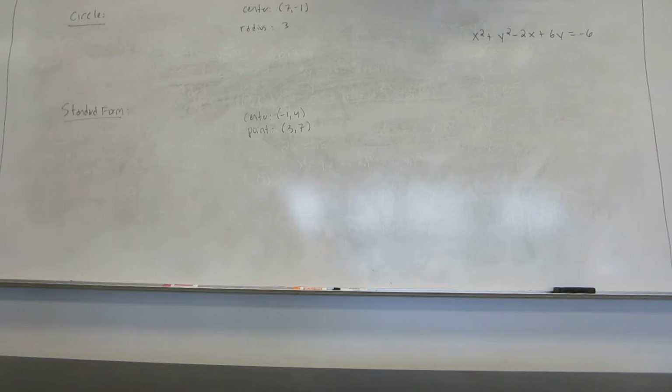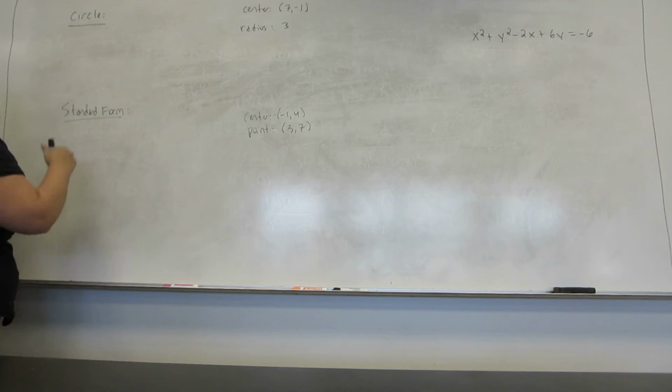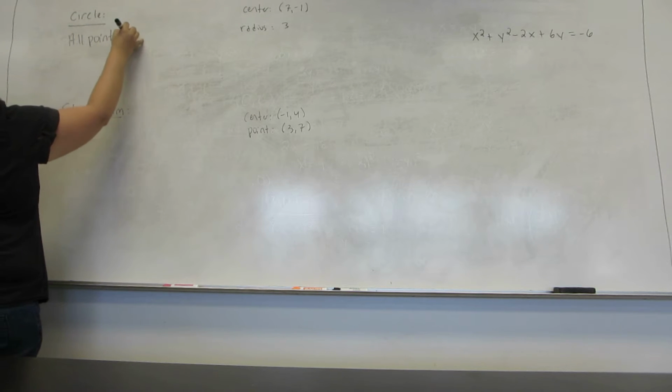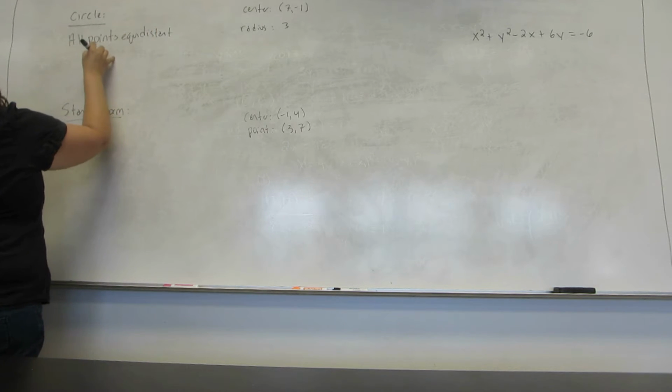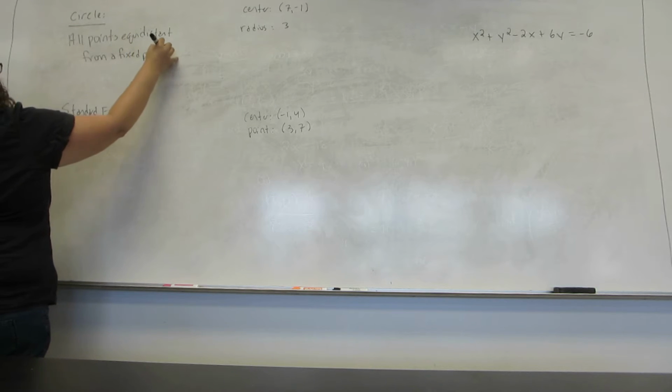Now, continuing on with graphing, there's a special kind of graph that we want to pay a little bit more attention to, and that's the graph of a circle. So what is a circle? A circle is all points equidistant from a fixed point. What in the world does that mean?